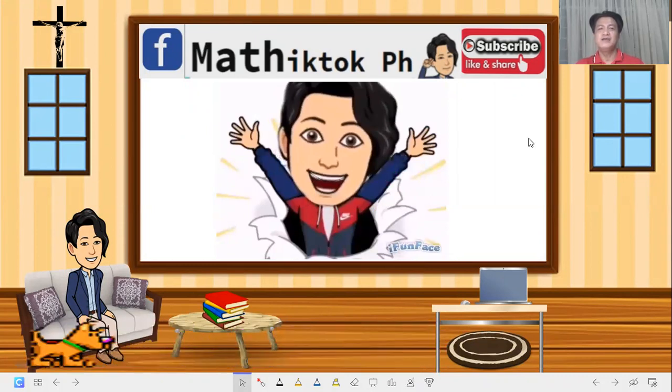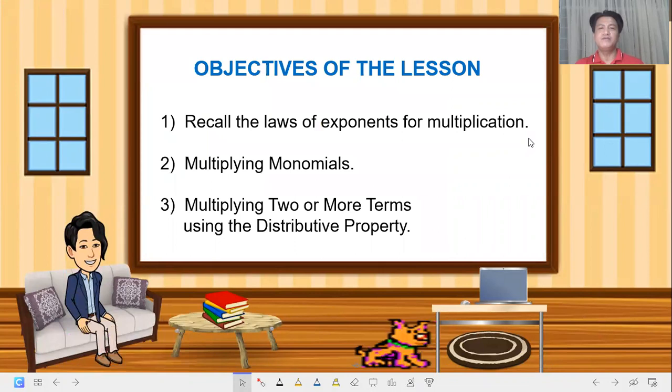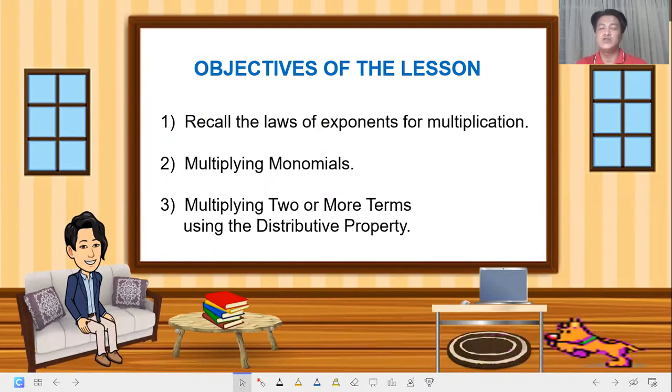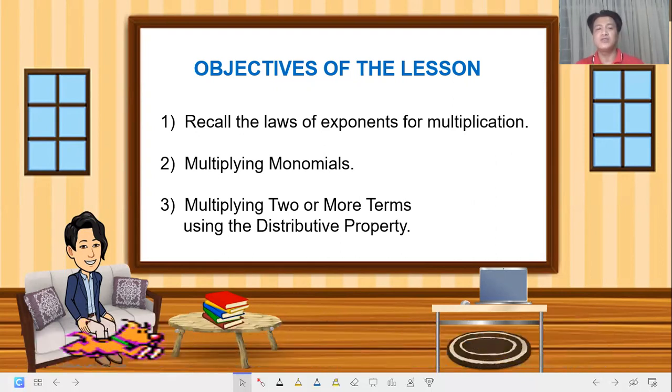Happy learning. So with that, our objectives of the lesson: first, recall the laws of exponents for multiplication. Second, multiplying monomials. And last, multiplying two or more terms using the distributive property. Ito po yung kailangan natin matutunan or ma-master this week. So kailangan naintindihan po natin yung laws of exponents so we can come up with the operations on multiplying monomials and other two or more terms.